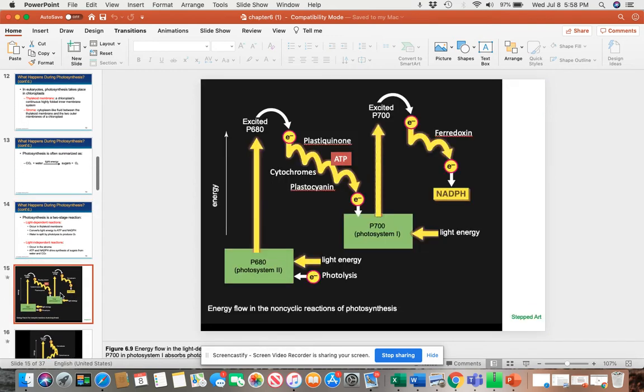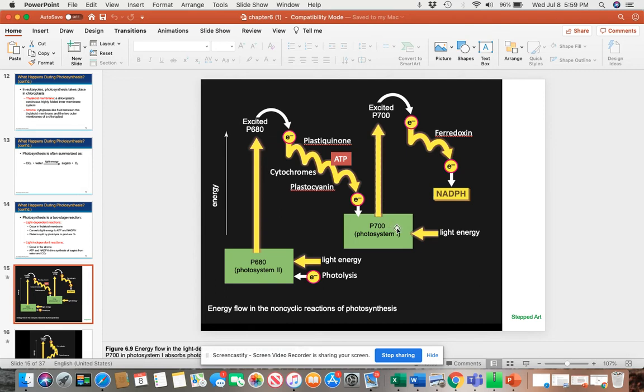So if we look at the light dependent, in other words, light energy must be necessary for this to take place. P680 or photosystem 2 is a specific type of chlorophyll pigment. When light energy hits, water is split to produce oxygen. As the excited photosystem comes down from its excited state, ATP is produced.